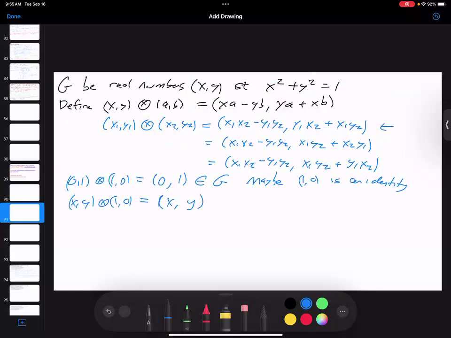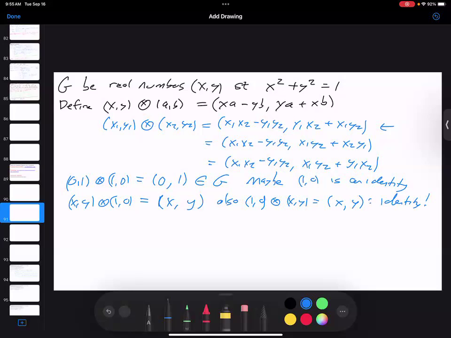Have we shown that here? No, we've shown only half. So we also have to look at (1, 0) cross (x, y). If we do that, the first one is going to be 1 times x minus 0 times y. It doesn't matter. y is 0, so we just get x. And then the second one is going to be 0 times x, which is 0, plus 1 times y, which is y. So it is an identity.